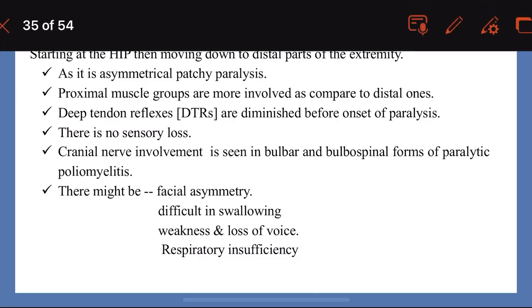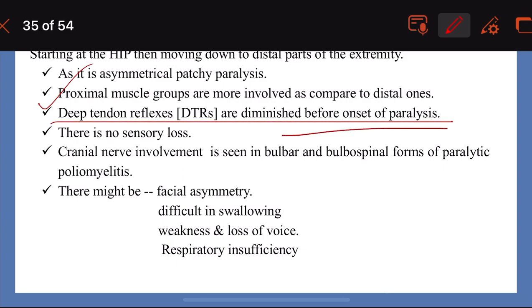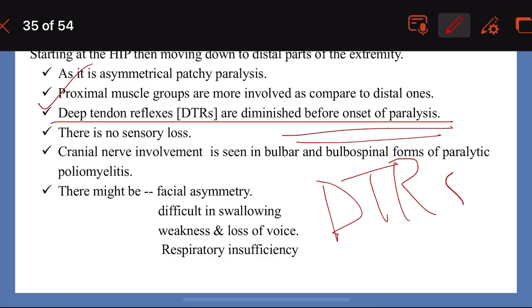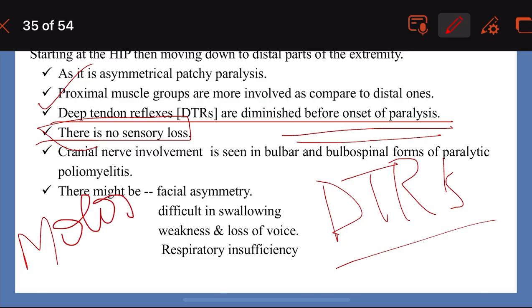The proximal muscle groups are more involved in cases of poliomyelitis, and the deep tendon reflexes are diminished before the onset of paralysis. The deep tendon reflexes are going to be diminished. There is no sensory loss. I explained very clearly it is affecting the motor neurons, so there is no question of sensory loss.